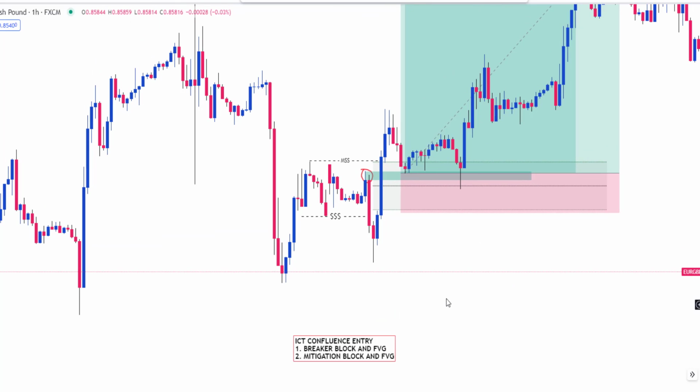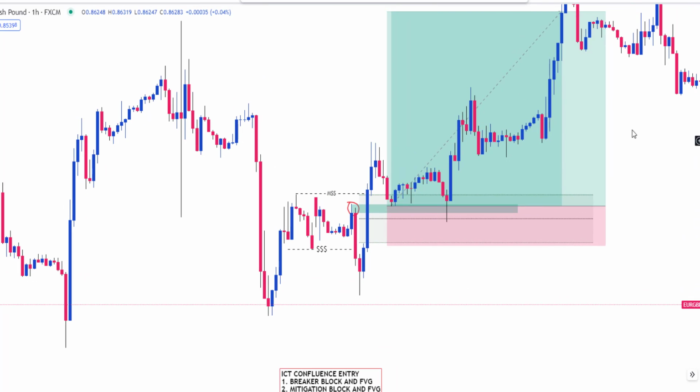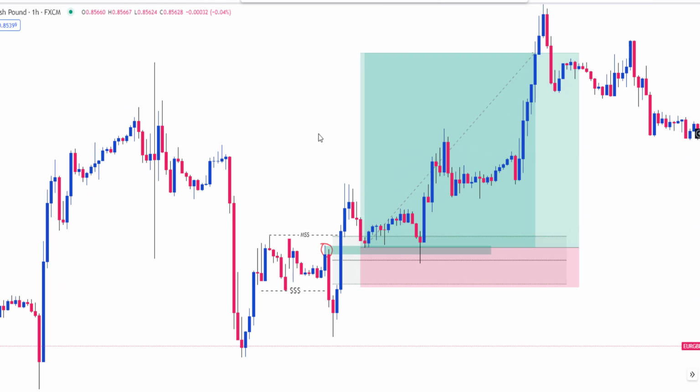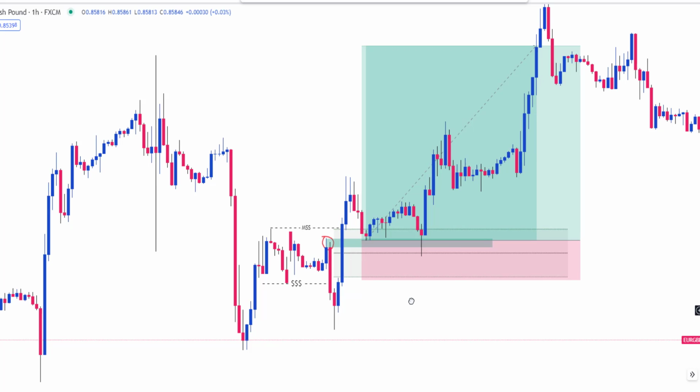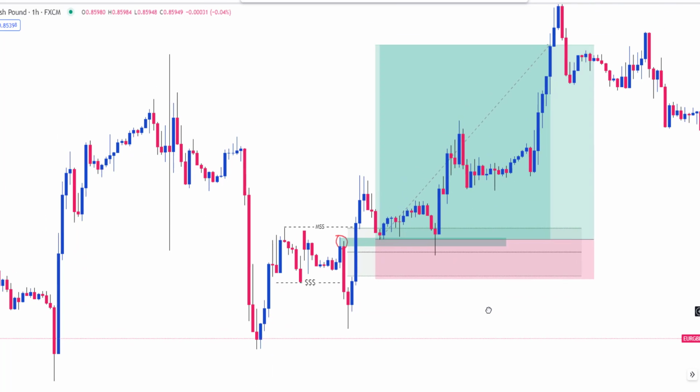And if you are conversant with what ICT is teaching, this type of entry is what ICT calls institutional order flow entry drill type 2. There are two types of institutional order flow entry drill: type 1 and type 2. This is type 2, where you will find a fair value gap with an old high or an old low. So this is the first type of entry.